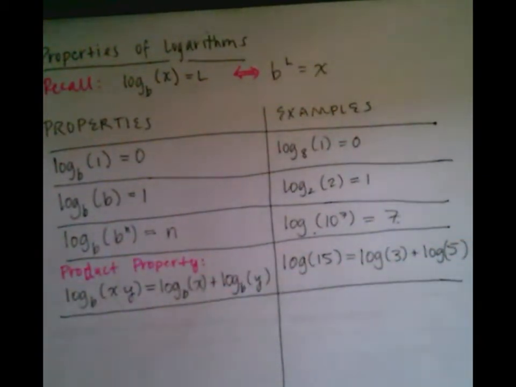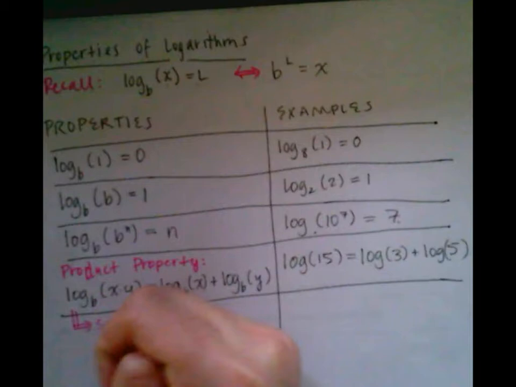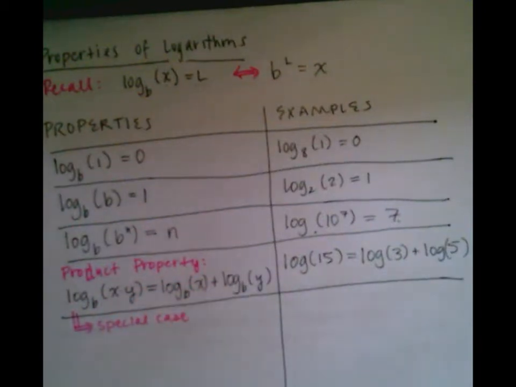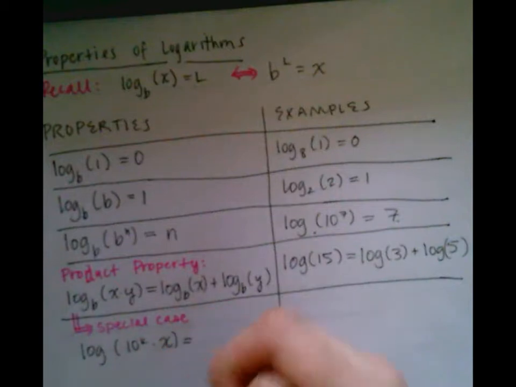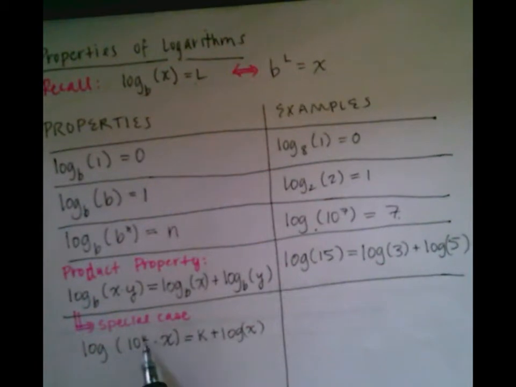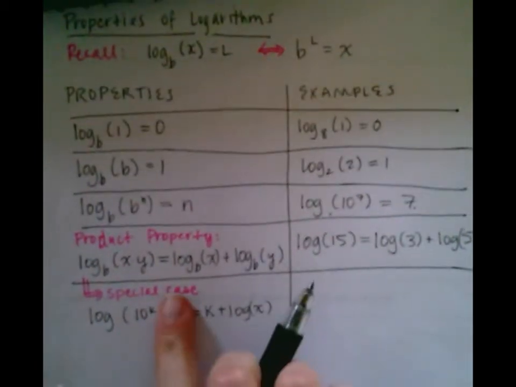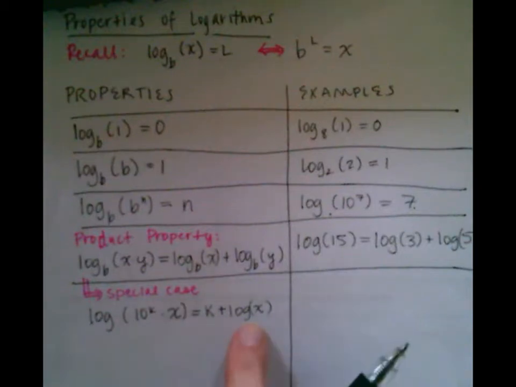And now the next one is kind of like a special situation of this one, a subcase. We'll say special case. This is log of 10 to the k power times x will always equal k plus log x. This should make sense because if you think about splitting the two, it becomes log of 10 to the k plus log of x. Well, if you ignore that x for a moment and think, what is log of 10 to the k? It's just k. So this first chunk just becomes that k out front plus the log of x.